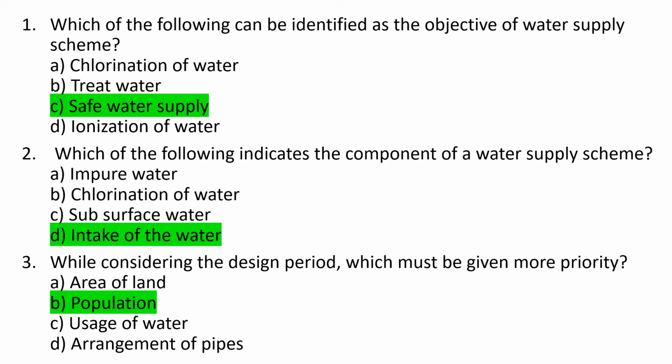While considering design period, population forecast method has to be used for designing the upcoming population in that area. By doing that, the design period can be estimated for a particular water tank construction or for any other construction of a treatment scheme. So the answer is B, population.